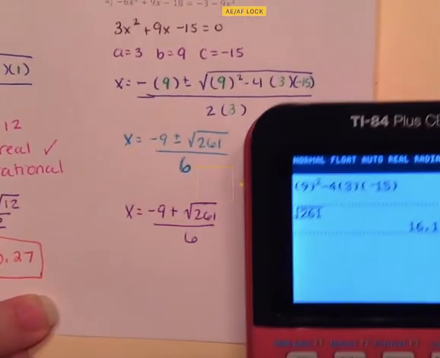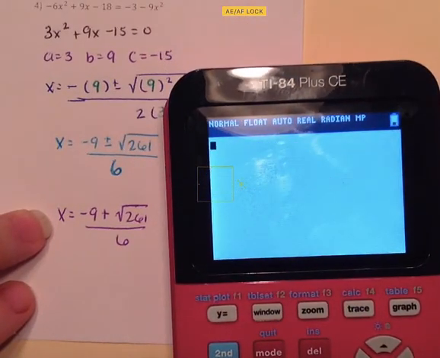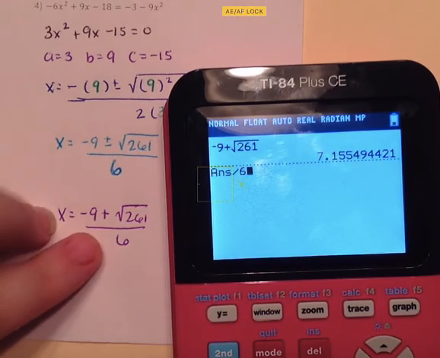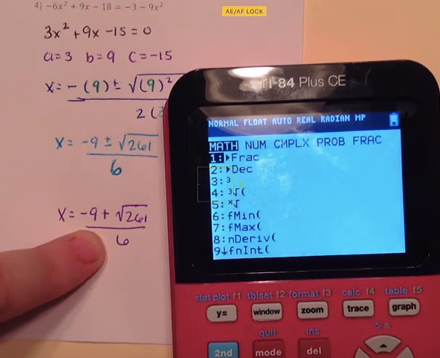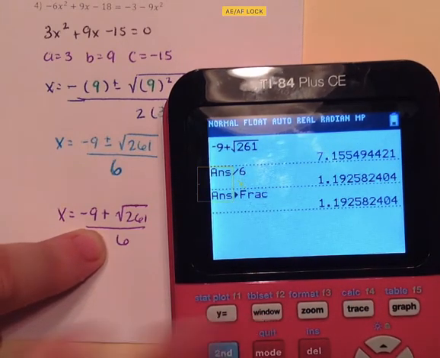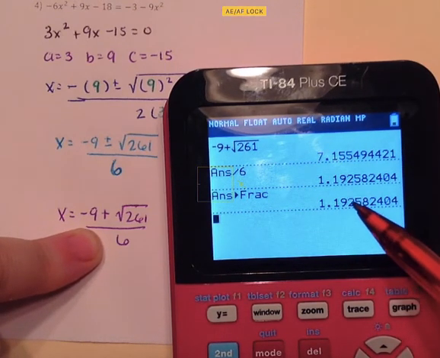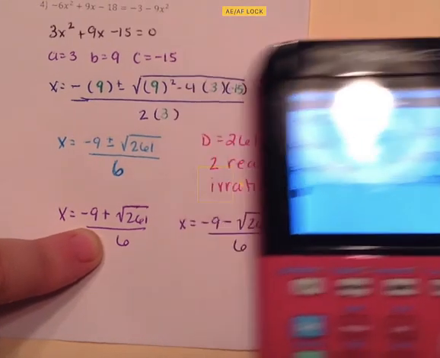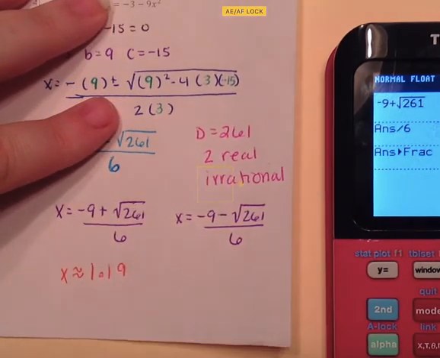So again, using your calculator, we're just going to get to the nearest hundredth. So I'm going to do them separately. So -9 plus the square root of 261, enter. Then divide by 6, enter. You have to remember to divide. This is a decimal, and if I press math, enter, enter, it does not give me a fraction, so this is irrational, which is what it should be. So we want 2 decimals. We look at the 2, which does not make the 9 go up, so it's going to be 1 and 19 hundredths. X is approximately 1 and 19 hundredths.